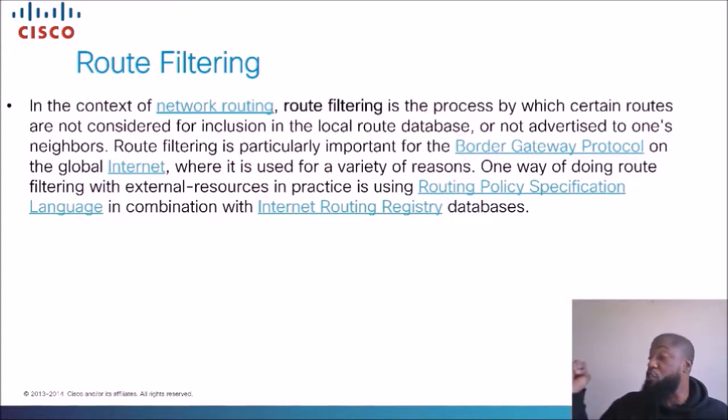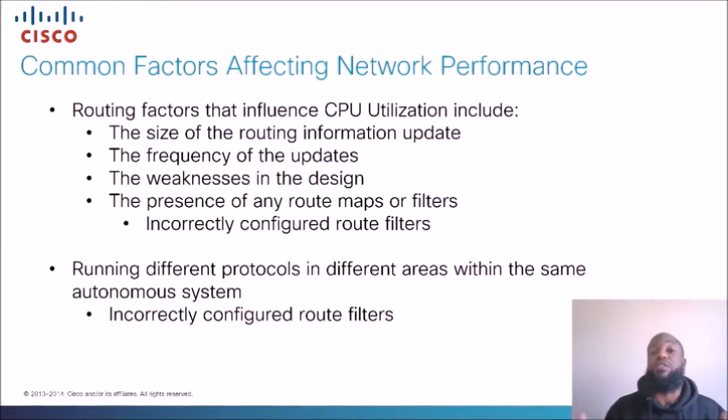We could do this, redistributing EIGRP with a RIP route, or vice versa, or OSPF with a BGP route, and select certain routes that we want to share. Now, the main reason why we want to do this is network performance, right? Routing factors that include CPU utilization, right?